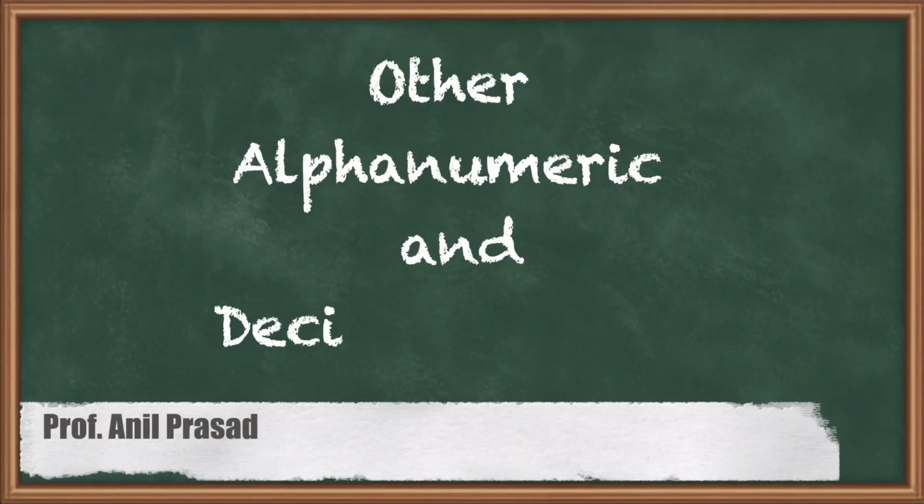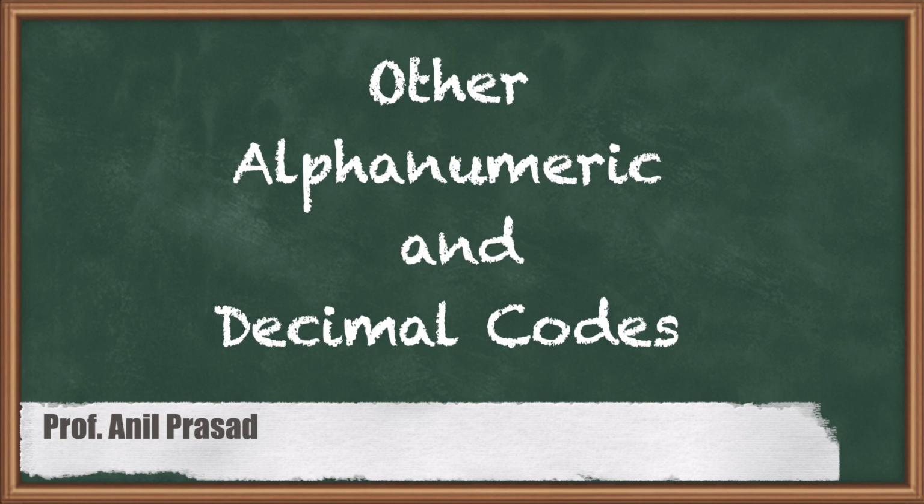Hello everyone. So far we have discussed various data formats and codes that are used in a computer system, such as binary code, decimal code, BCD, or whatever. We also discussed the ASCII code, which is an alphanumeric code used to communicate with the computer system by using a peripheral device.